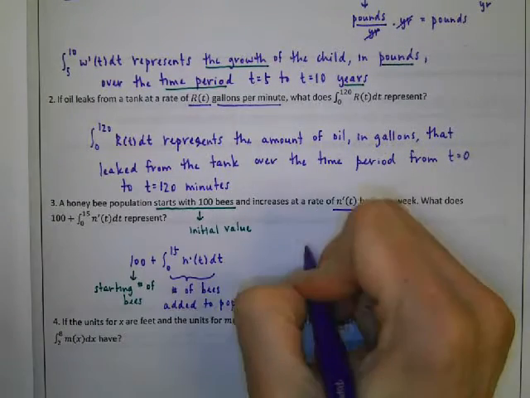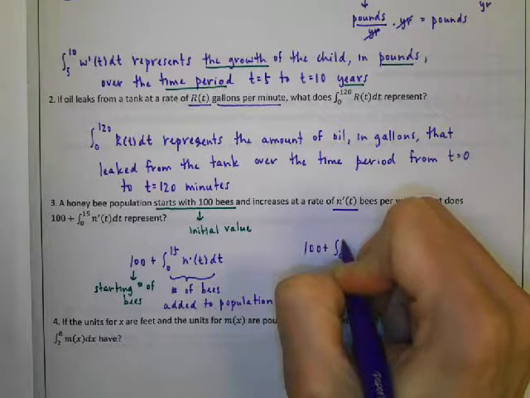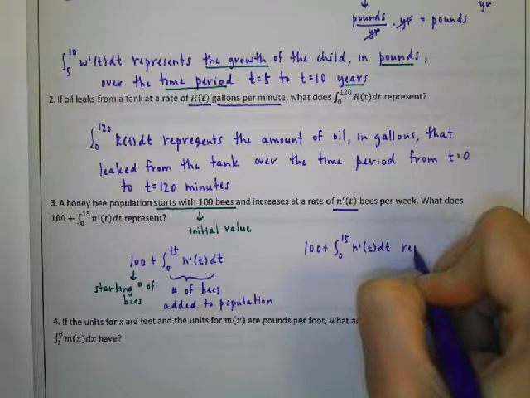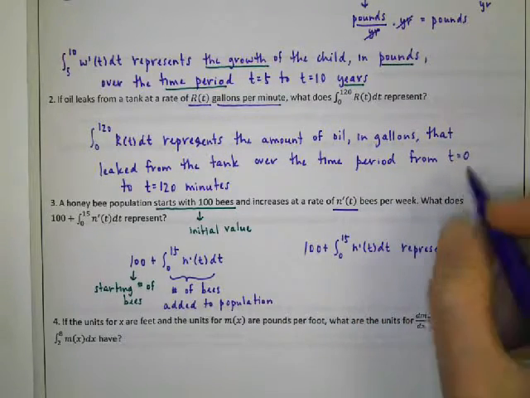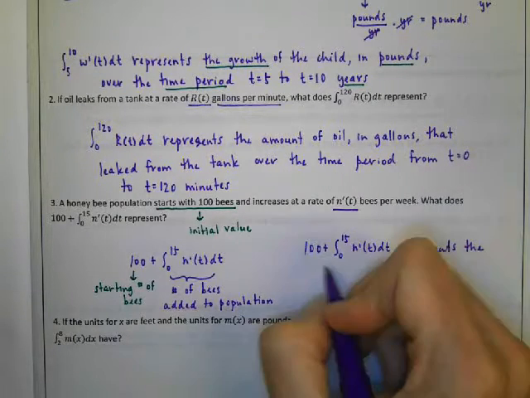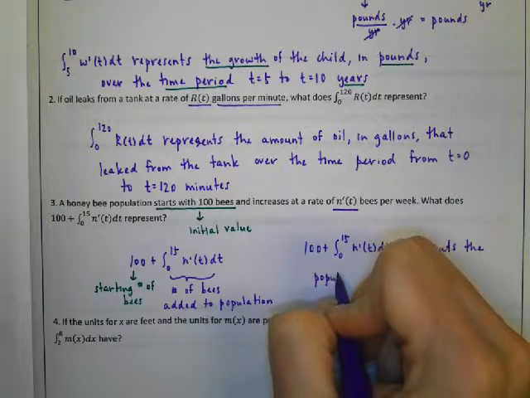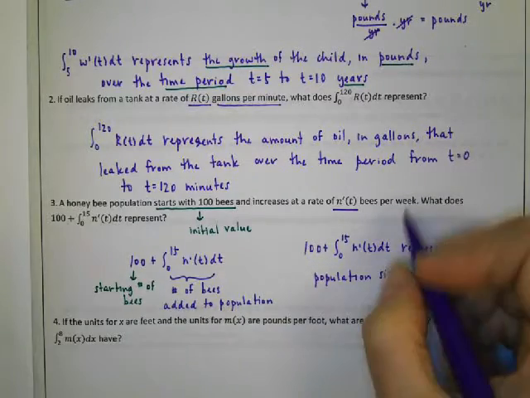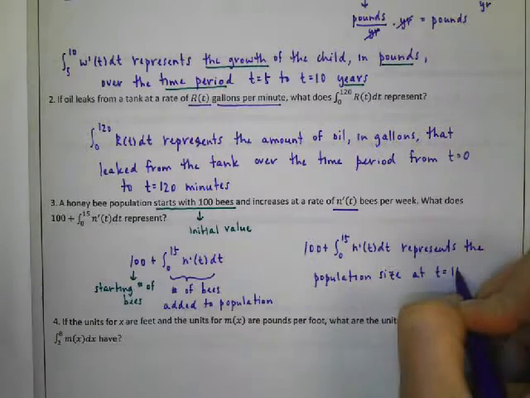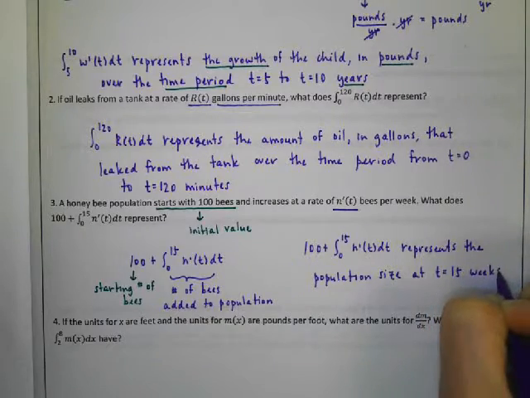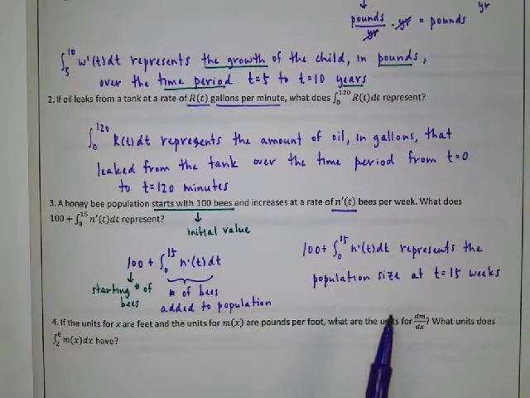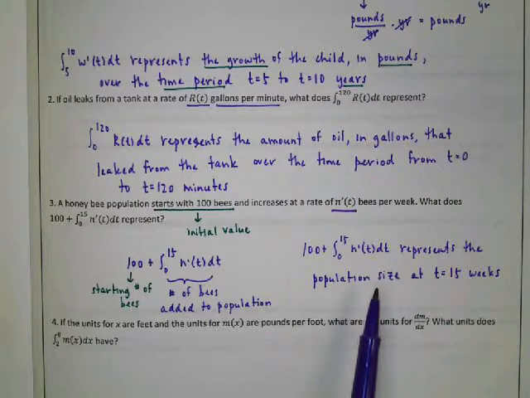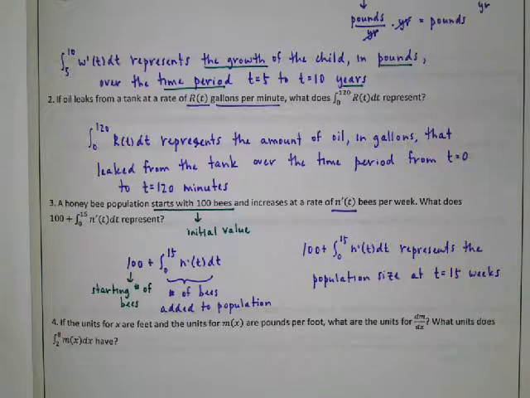So then that whole expression, 100 plus the integral from 0 to 15 of n prime of t dt, is going to represent the actual population size at t equals 15 weeks. So now we're not just talking about how many bees the population increased by, we actually have the population size, that total population size at time t equals 15 weeks.